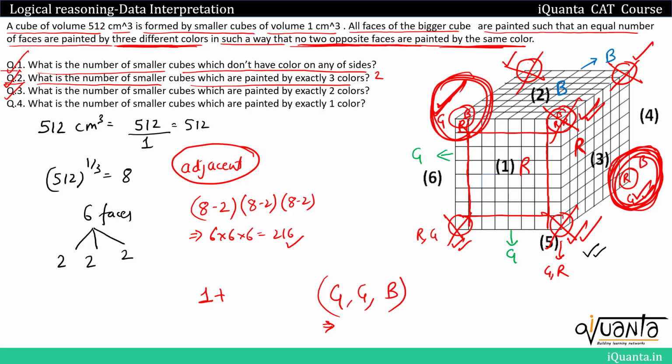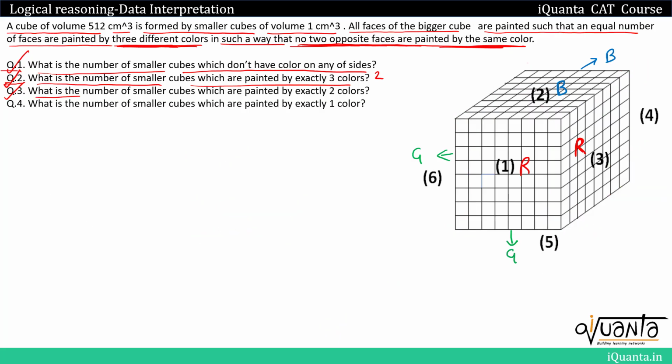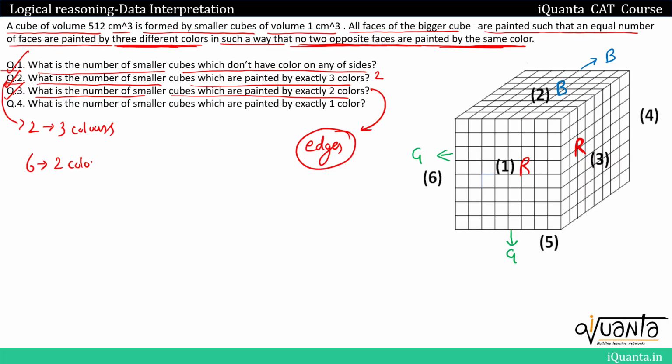I'll be erasing everything. So the third question is, what is the number of smaller cubes which are painted by exactly two colors? Whenever we talk about exactly two colors, we'll always go to the edges. But now while solving the previous question, we saw that there are some cubes as well which are having two colors involved. In the second question, we found that there are only two cubes which have three colors on them, and rest, that means 6 cubes on the corners were there which were having two colors on them. So that means while answering the third question, we'll also be counting those 6 corner cubes that were having only two colors on them. We'll be adding it to the final answer.